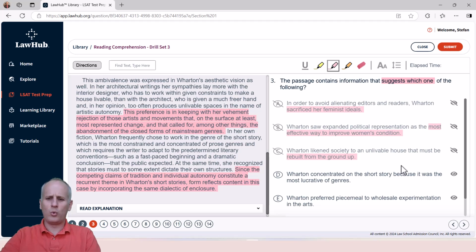Then choice D, Wharton concentrated on the short story because it was the most lucrative of genres. We don't know that it was absolutely the most lucrative. And then choice E, Wharton preferred piecemeal to wholesale experimentation in the arts. And that matches this pink highlighted sentence in the final paragraph very well. And once again, with a hidden main idea task, we can rely on our upfront main idea sentences to avoid unnecessary time wasting hunting and pecking.